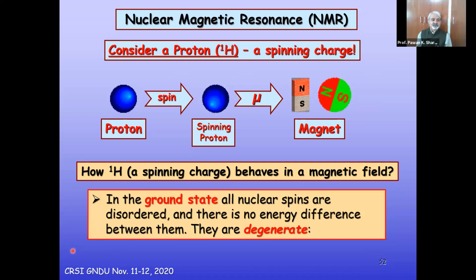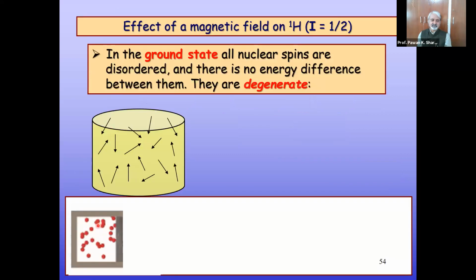So, in the ground state, all the nuclear spins are disordered. There is no order in it. This is a condition we call degenerate, they have degeneracy. Actually, the nuclei behave like the animation at the bottom, but for our understanding, we can show that there is no order. You see, disorder, all directions. My spins are in all directions. So they are degenerate. There is no energy difference, right?